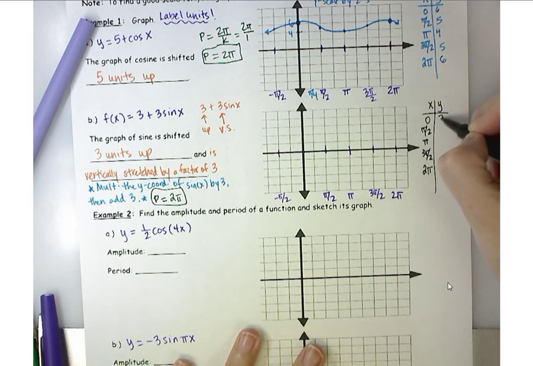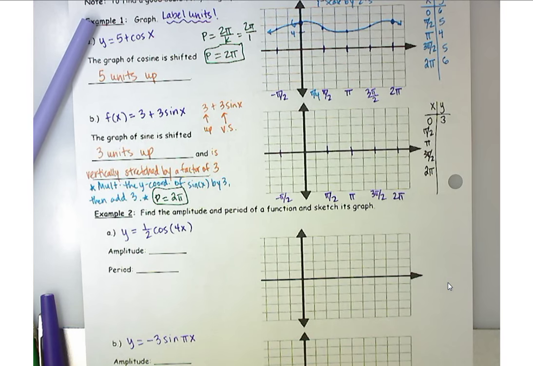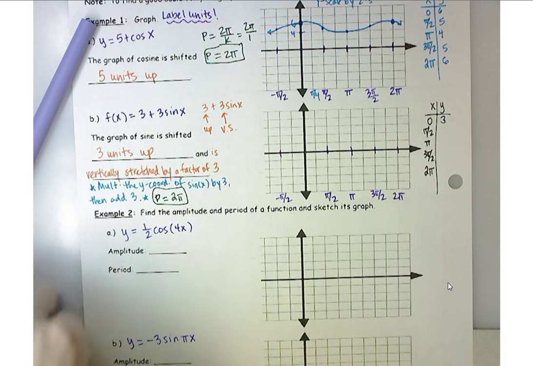Is that going to be my highest value? No, because what is my highest value? My highest value of the regular sine is what? 1. So then I can multiply by 3 and then add 3 to find out what it is. So 1 times 3 is 3. 3 plus 3 is 6. So that means my y scale has to be by what? 2's.